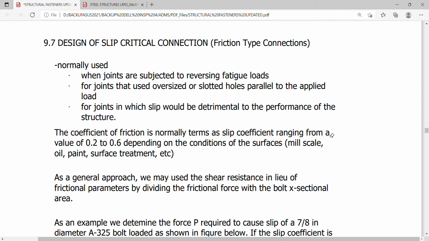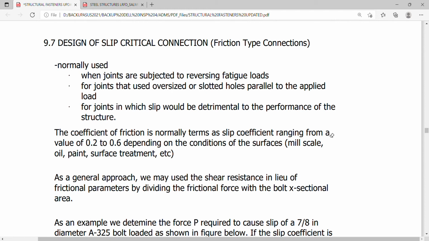So it's a continuation of your analysis of structural fasteners. Okay, so we proceed with our design of slip critical connection. Slip critical connections are actually friction type connections, but this is a more advanced consideration.